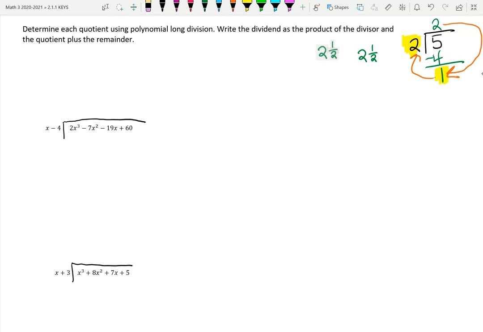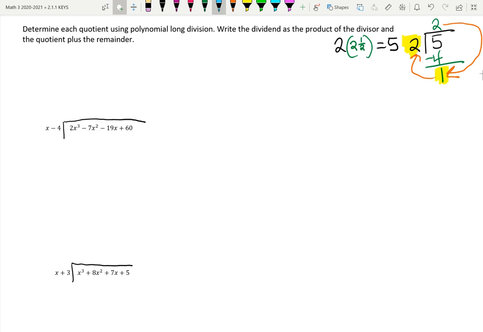So pay attention to that last sentence I said: 2.5 times 2 is equal to 5. What we did essentially was factor. Now let's go ahead and try to apply it with some variables.